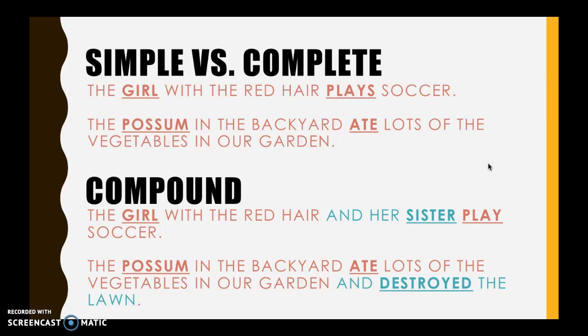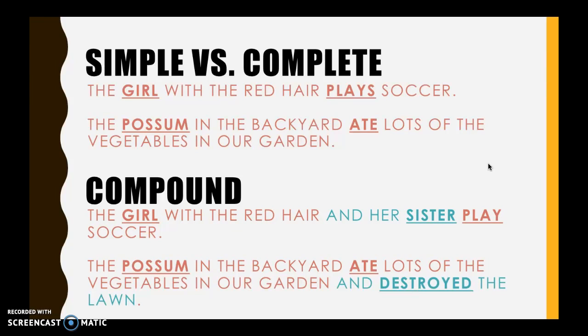In the second example, see if you can figure out what the complete subject is. Think for a moment. The complete subject is the possum in the backyard. The simple is just possum. The complete predicate is ate lots of the vegetables in our garden. The simple is ate, just the verb.